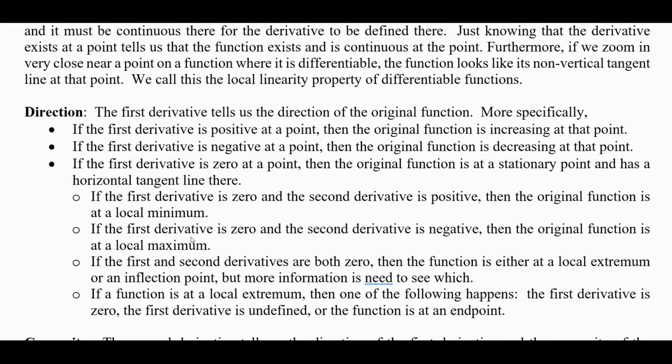If the first derivative is 0 and the second derivative is positive, then the original function is at a local minimum. If the first derivative is 0 and the second derivative is negative, then the original function is at a local maximum. If the first derivative and the second derivative are both 0, then the function is either a local extremum or an inflection point, but more information is needed to see which it is. If a function is at a local extremum, then one of three things has to happen: either the first derivative is 0, or the first derivative is undefined, or the function is at an endpoint.